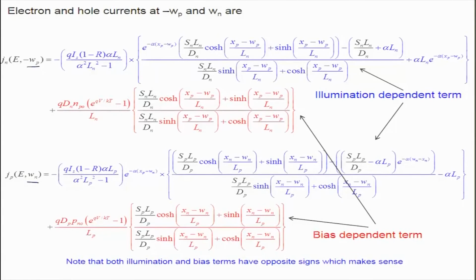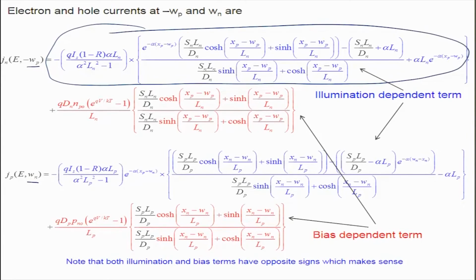So this term, which is the illumination dependent term, the first term, you can see has terms like Q, the electronic charge, reflection coefficient, absorption coefficient, minority carrier diffusion length. All these are constants. The only term which is varying is Is, the intensity of radiation. Everything else, like x, is the distance in the device, Wp is also a distance in the device for holes, and Sn is the surface recombination velocity. So the only variable here is illumination. This big term is the illumination dependent term.